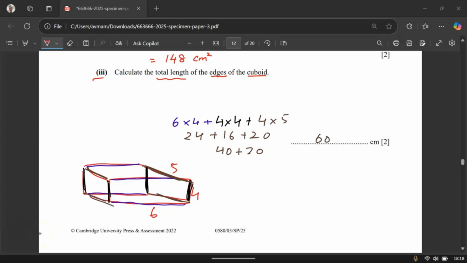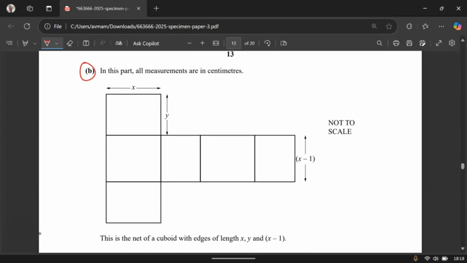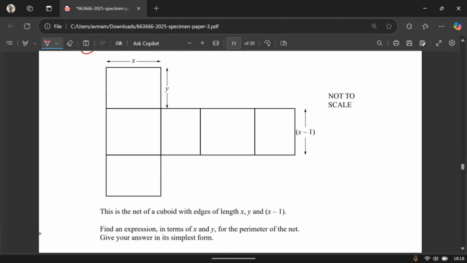Alright, so let us move on to part B. In this part, all measurements are in centimeters. This is the net of a cuboid with edges x, y and x minus 1. Find an expression in terms of x and y for the perimeter of the net. Give your answer in its simplest form.